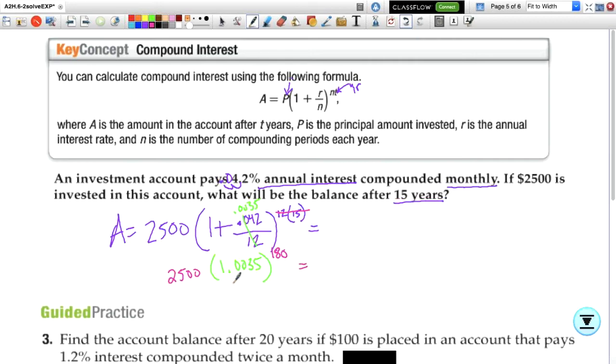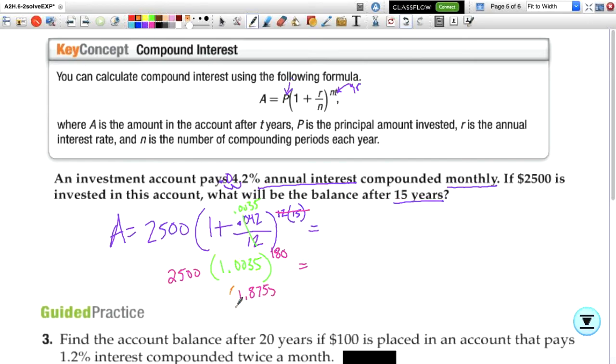So PEMDAS says this piece next, right? So I'm going to type in 1.0035. And I would love if you had a calculator and you're doing this with me. I'm going to press my caret button and then 180, or I'm going to press my X to the Y power button and then type in 180. And I get here 1.8755 and so on.